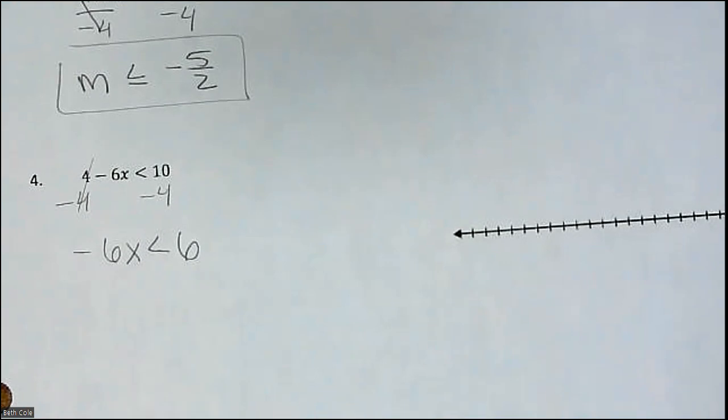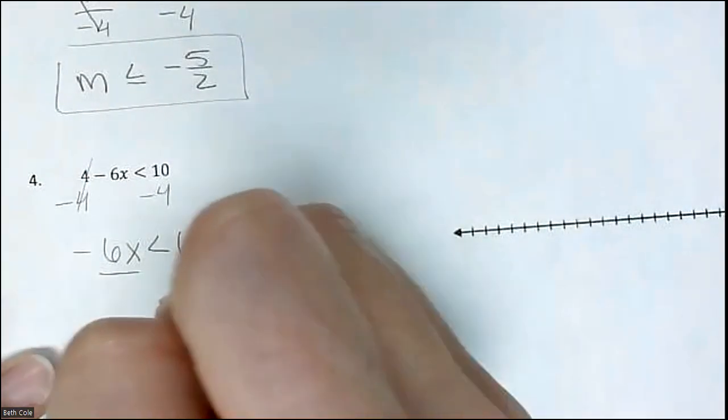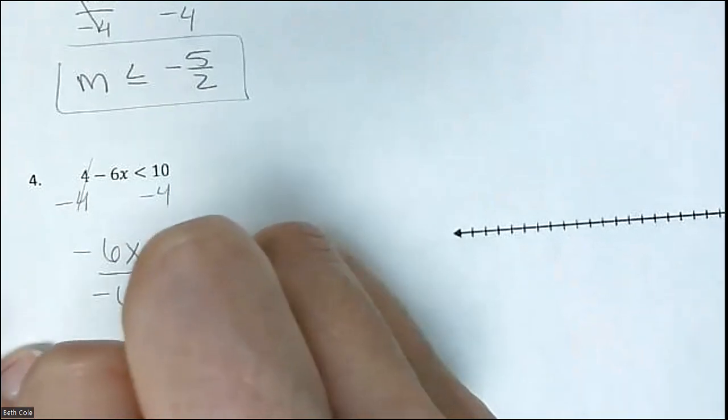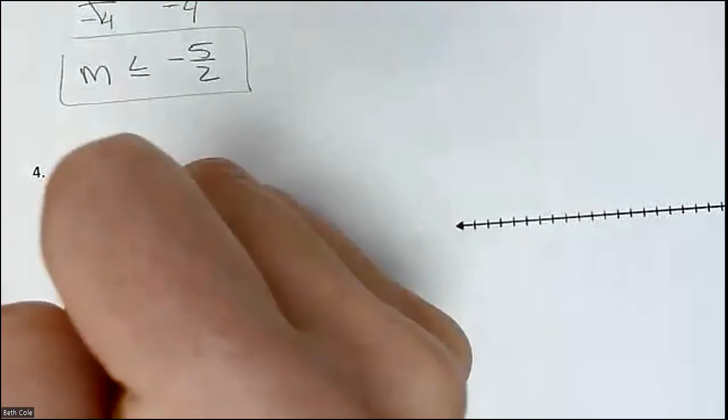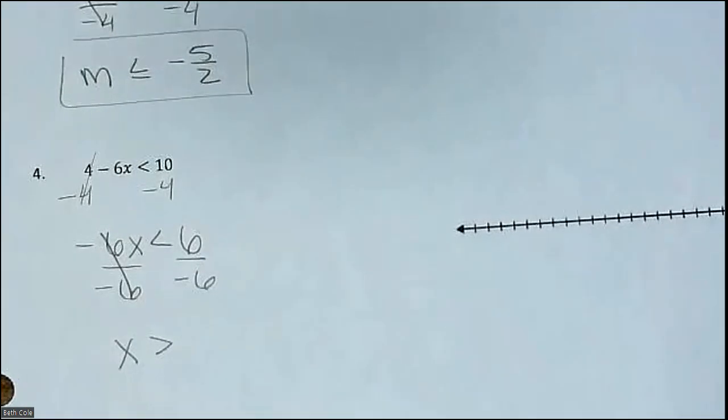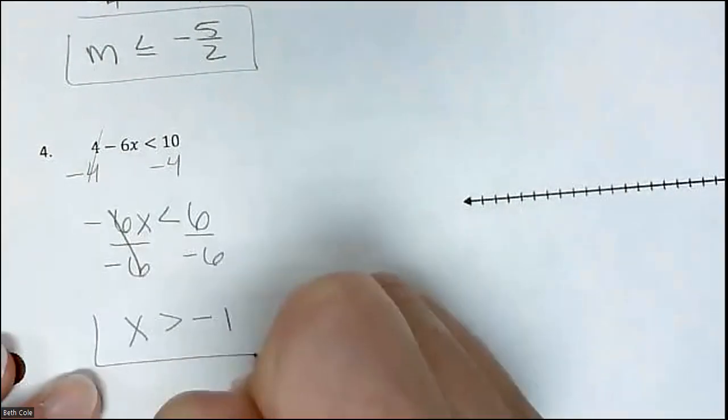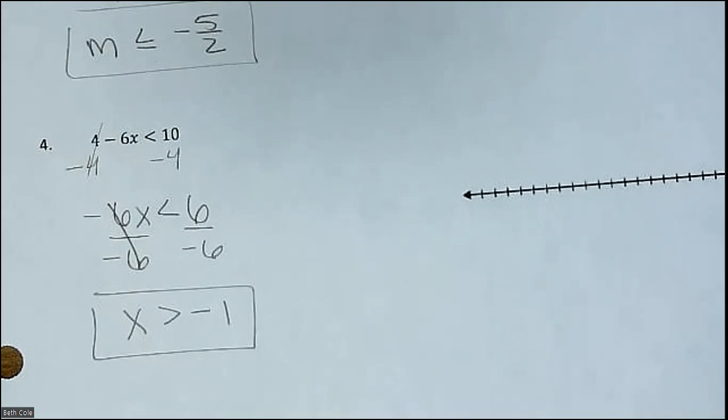All right, then what? Divide by... Oh, we divided by a negative, guys. That means flip the symbol around. 6 divided by 6 would be 1. This is just going to be -1. What happened? I get why that happens because that's what we did with question 1 and 2.